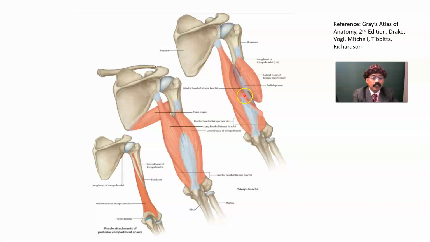Okay, we got that. Triceps brachii muscle, three heads. This is the insertion. This is the medial head, this is the origin of the long head, and this is the origin of the lateral head. Between the origin of the lateral head and the origin of the medial head is the radial groove, for the passage of the radial nerve and the profunda brachii vessels, or the deep artery of the arm.